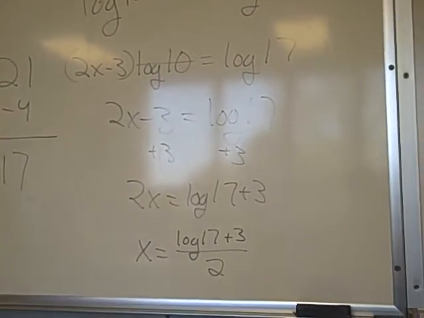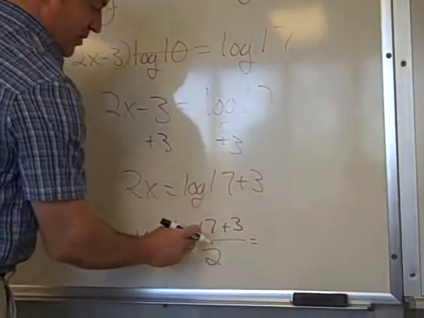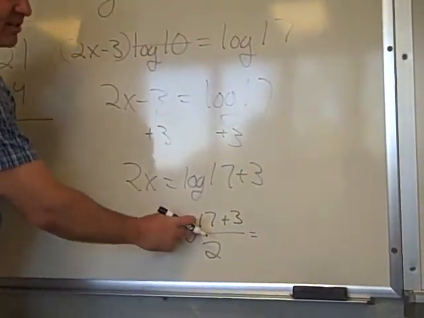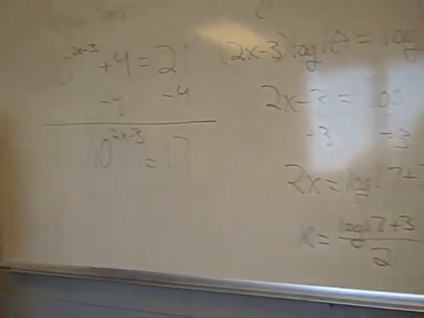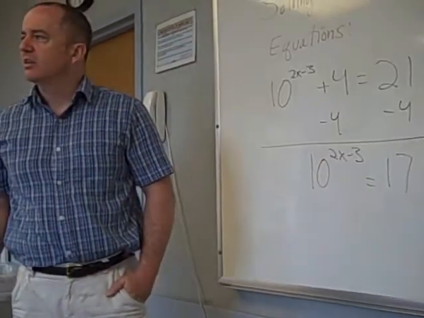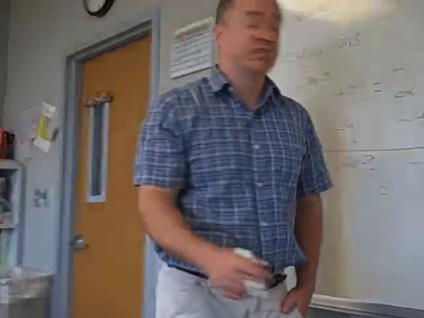0.65. Is it? 0.6505. So it's 0.65. That makes sense. Really? It should be bigger than 1. Log 17 plus 3 divided by 2. Oh, you figured it all out. Thank you, Saul. So that's how much?